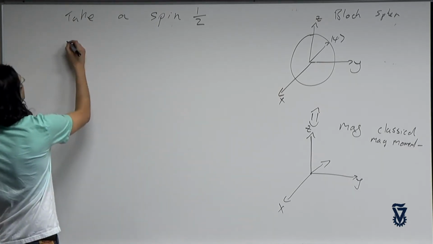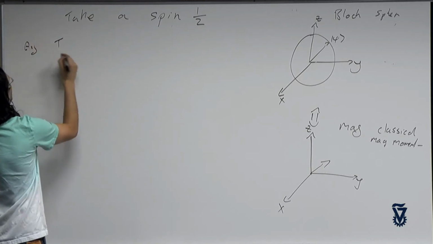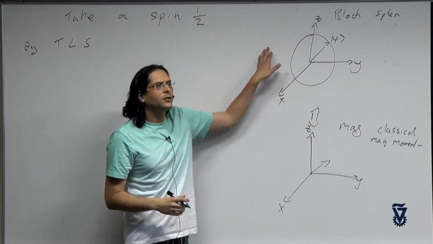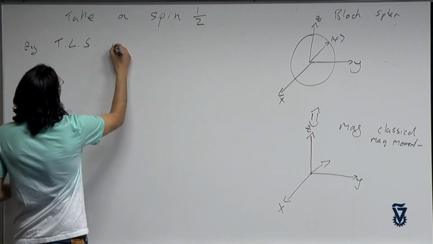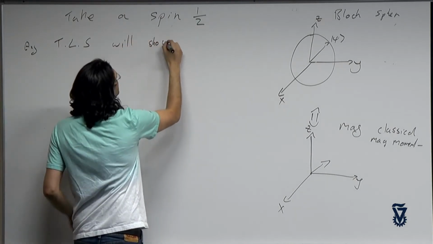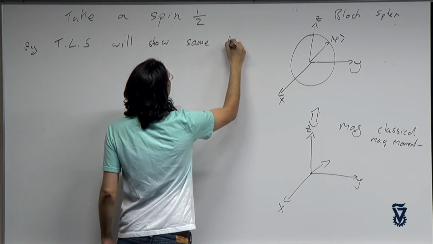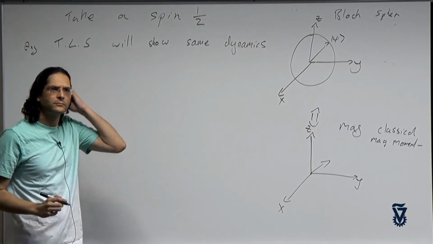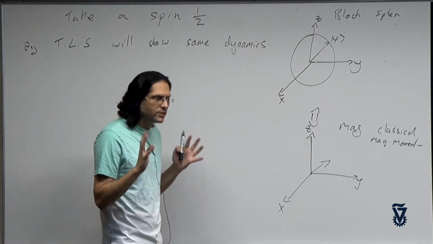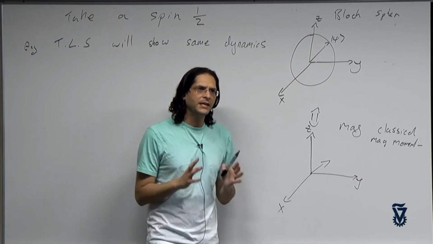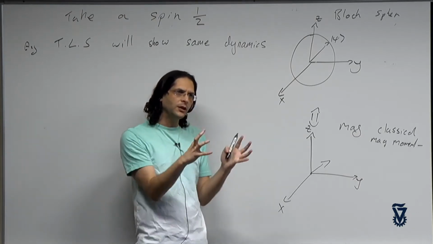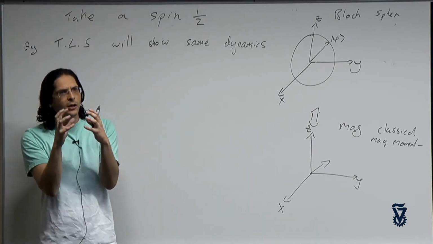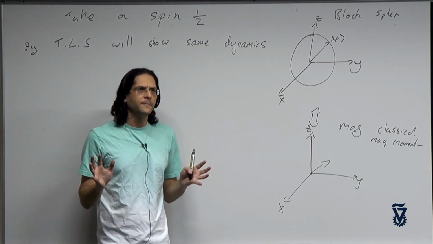But what it does tell us, and this is the important thing, is that any two-level system, and it doesn't need to be a magnetic spin, will show the same dynamics. So all the dynamics that I was talking about till now, with this classical magnetic moment, you can take this intuition and apply a lot of it to a single qubit that's not interacting with any other qubits.